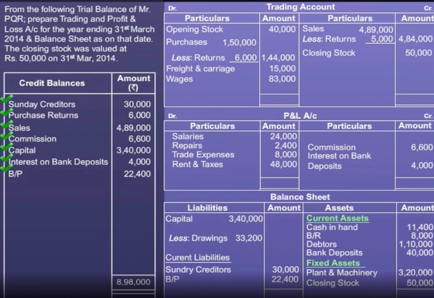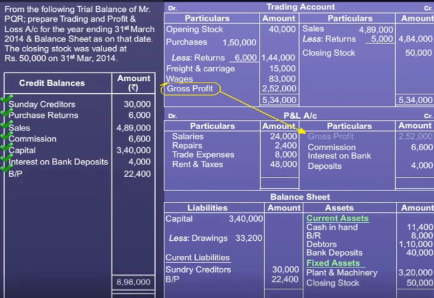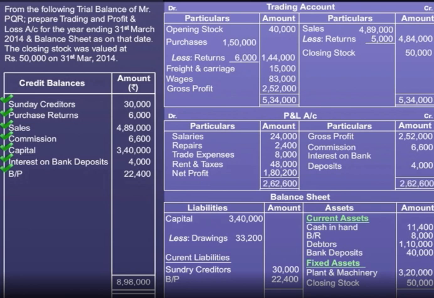Now let's close trading account first. Tallying both the sides, we can determine gross profit. This amount is brought down here in the P&L account like this. Now close the P&L account and ascertain the balancing figure. Here it is net profit. You can check the calculation part on your own.